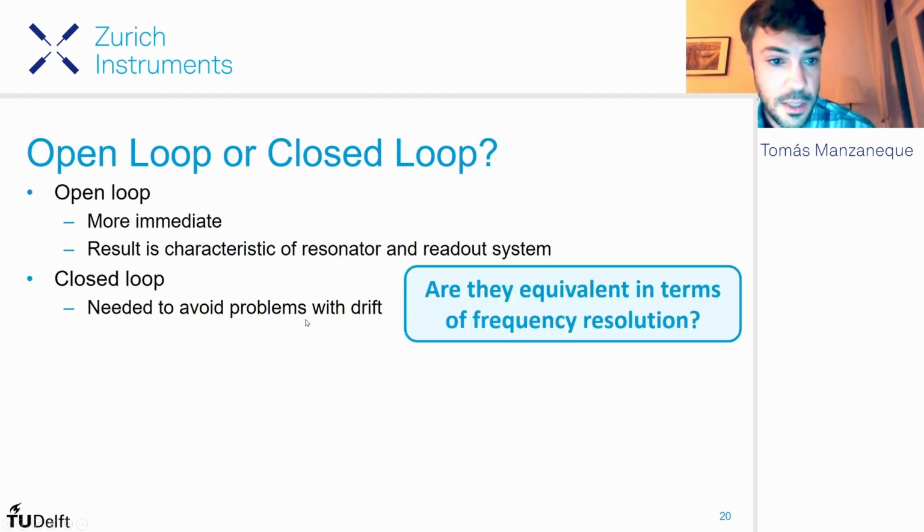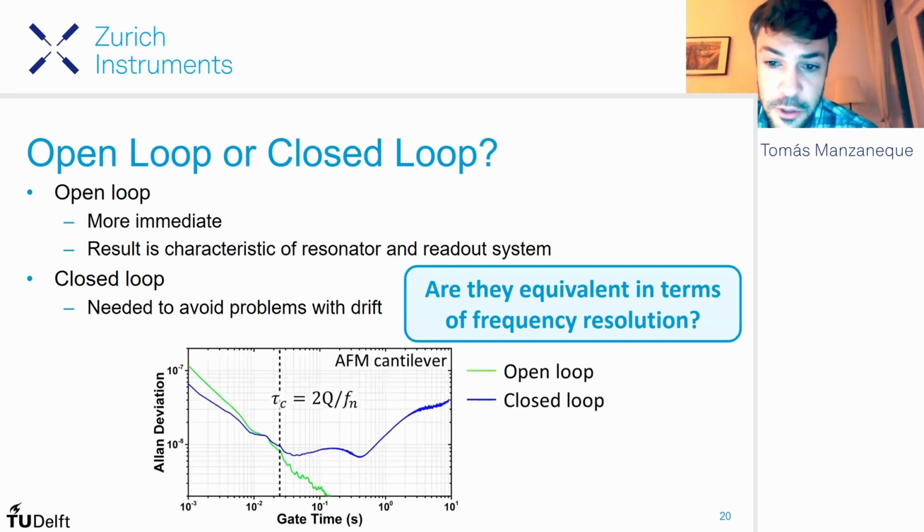So the obvious question is, are these two methods equivalent in terms of frequency resolution? What I mean is, if we measure the Allan deviation in open loop, can that measurement give us information about what will happen in closed loop, or is the Allan deviation the same in both cases? So the most immediate way to find out is by just measuring the Allan deviation in open loop and closed loop for the same resonator. And we can see that this is not the case.